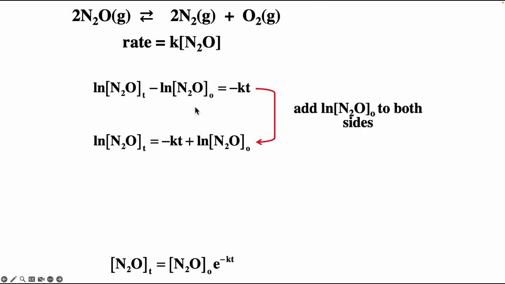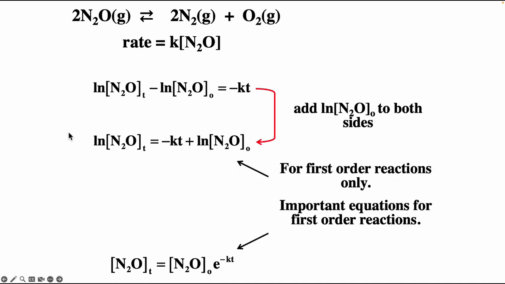And so we can also take this one and we can add natural log of initial concentration to get that. Now notice for this one, it's kind of important that it has the form of y equals mx plus b. And so if you plot the natural log of the concentration as a function of time, you should get a straight line with a slope of minus k. And so these equations are only for first order processes.